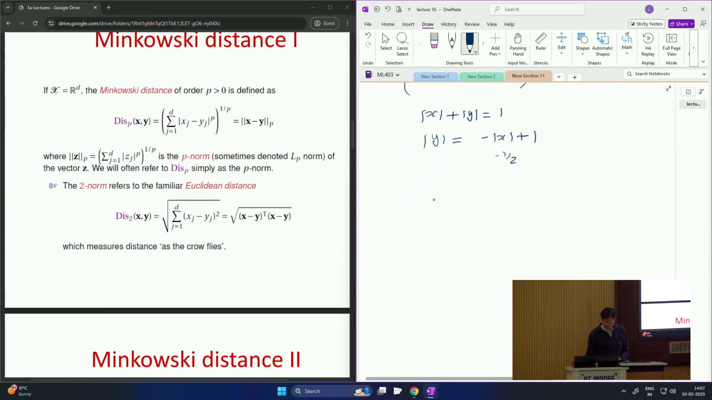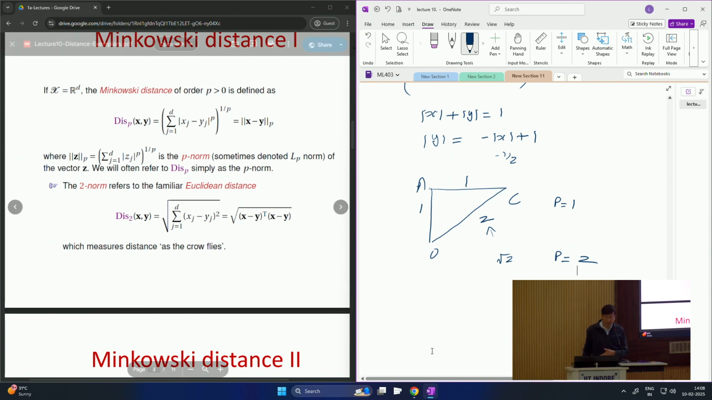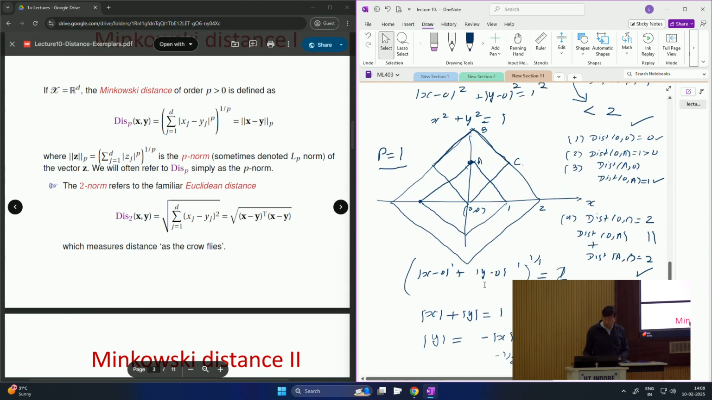OAC will form. This is 1 and this is 2 in case of the distance metric p equal to 1. This will be equal to square root 2 in case of p equal to 2. That is what I'm going to say. When you change the distance metric, the figure looks similar, except that here you have a rotated square.